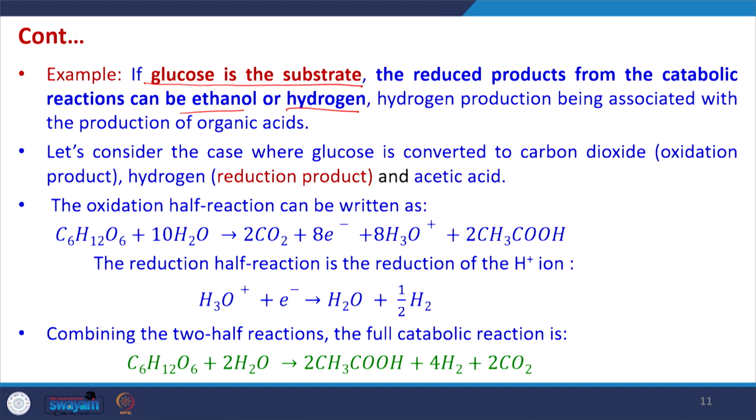So, let us consider the case where glucose is converted to carbon dioxide, hydrogen and acetic acid. The oxidation half reaction for this case can be written like this, where we can see the glucose is being converted into acetic acid in presence of water and CO2 is getting released. The reduction half reaction can be written like this, and combining together the glucose is getting converted into acid, hydrogen and CO2. So, this is the catabolism reaction, and in this reaction the energy gets released.